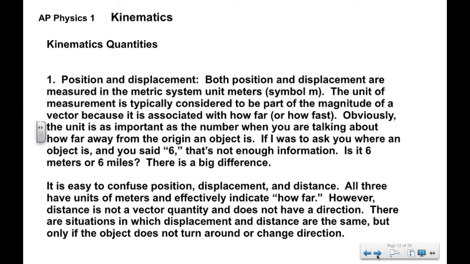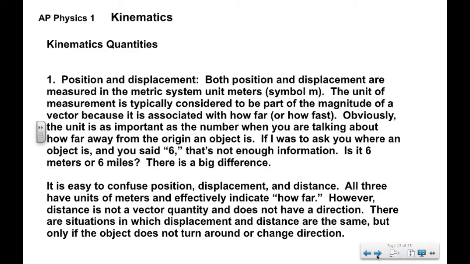Now, both position and displacement are measured in the metric system unit meters. The symbol is a lowercase m. The unit of measurement is typically considered to be part of the magnitude of a vector because it's associated with how far or how fast or how much. The unit is as important as the number when you're talking about how far away from the origin an object is. If I ask you where something is and you say 6, that's not enough information. There's a big difference between 6 meters or 6 miles or 6 inches.